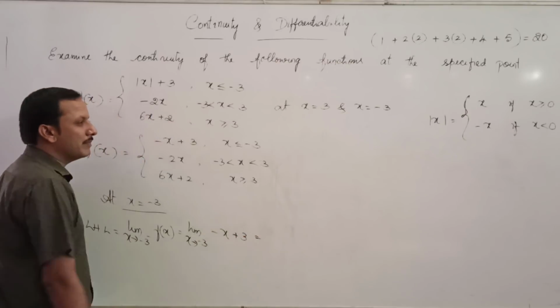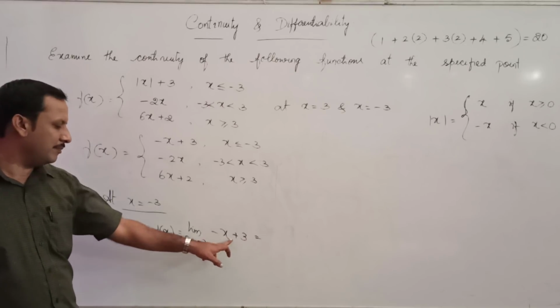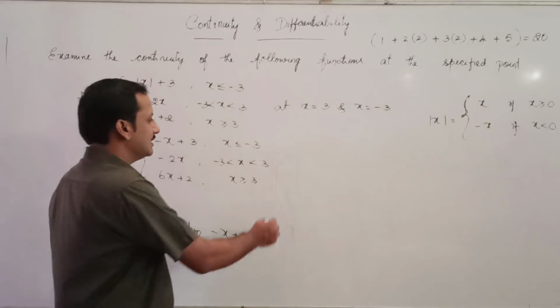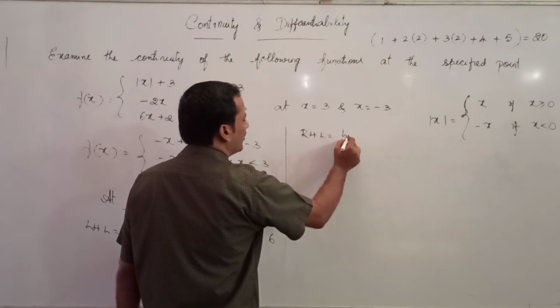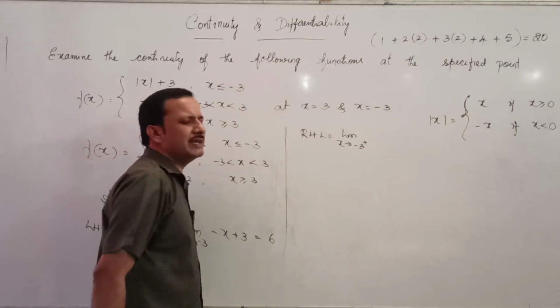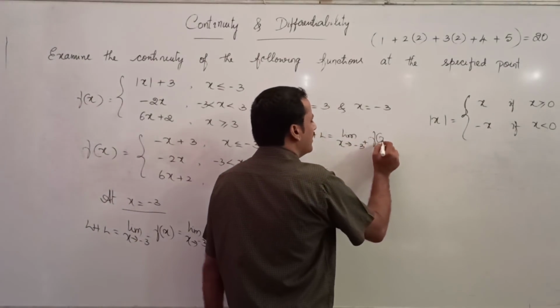Apply the limit here, minus x plus 3, minus of minus 3 will give 3 plus 3, that's equal to 6. Left hand limit is 6. The right hand limit I write here, that's equal to limit x extends to minus 3 plus. Its meaning is that x is approaching minus 3 from the right side.